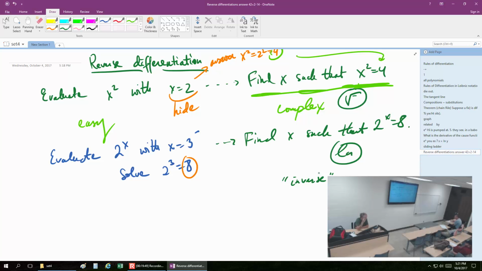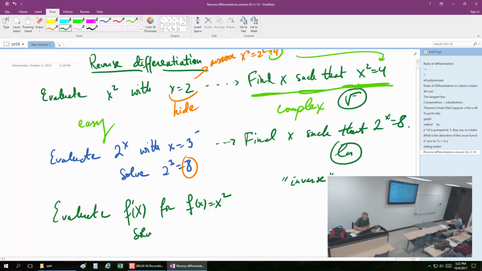So the inverse is a more complex problem. If you feel differentiation is a hard problem to solve right now, imagine if we reverse it. So for example, evaluate f prime of x for f of x equal to x squared. You solve it, and the answer is naturally f prime of x is equal to 2x. Then you create an opposite problem going backwards: find f of x such that f prime of x is equal to 2x.